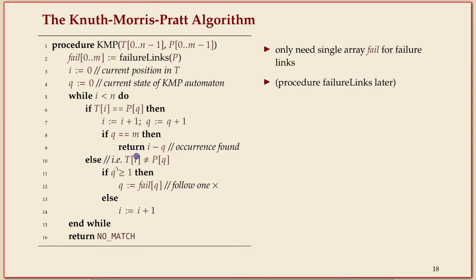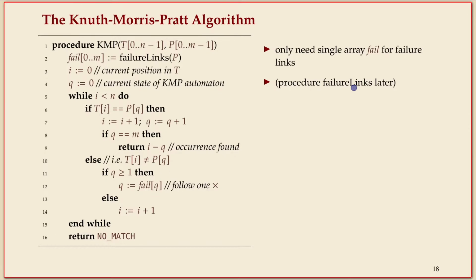And that's it. Not too convoluted code, I think. And we only have this one array. I think we'll leave it for that. So failure links, how to compute them next week. How good this procedure is also next week.